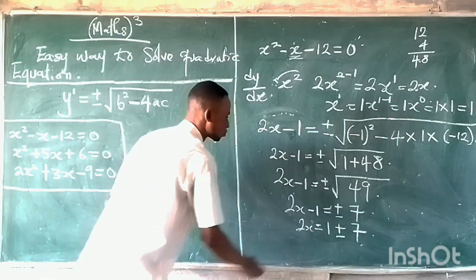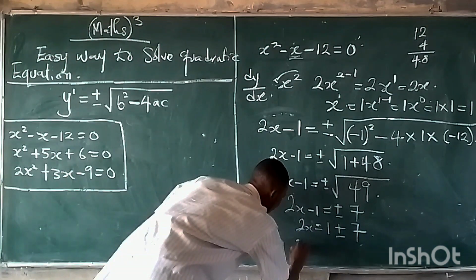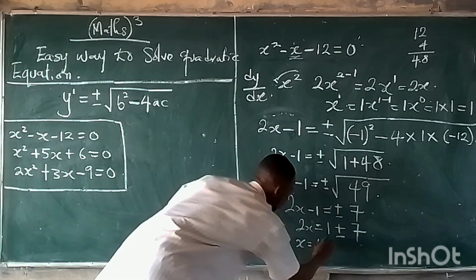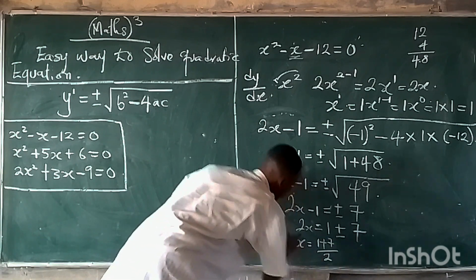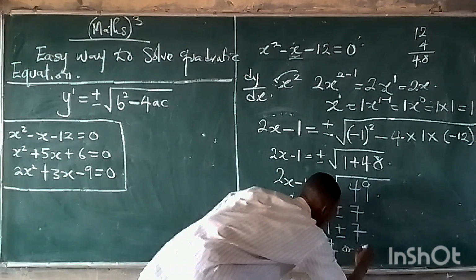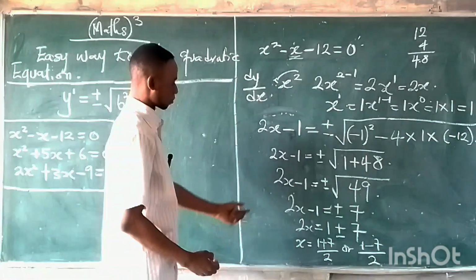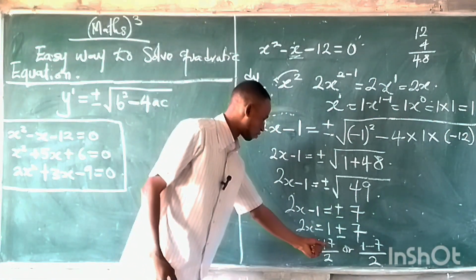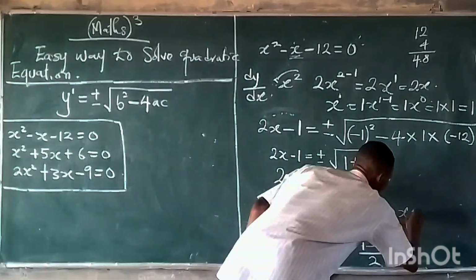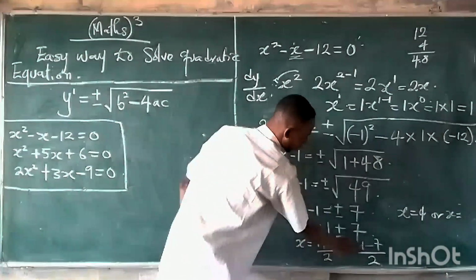So now we are going to solve for them separately by dividing both sides by the coefficient of x here, which is 2. So x will be equal to 1 plus 7 all over 2, using plus first, or 1 minus 7 all over 2 again. From this point, 1 plus 7 will give you 8, and 8 divided by 2 will give you 4. So our x is equal to 4.